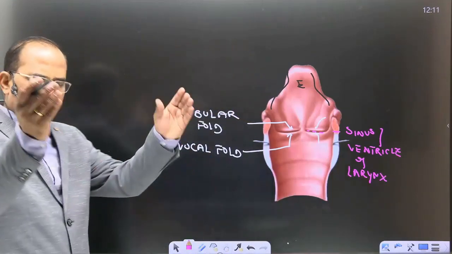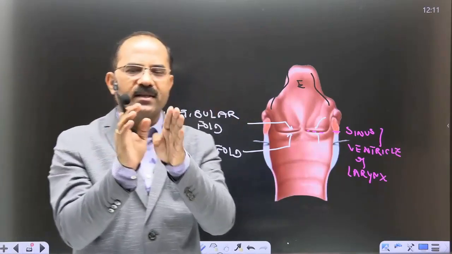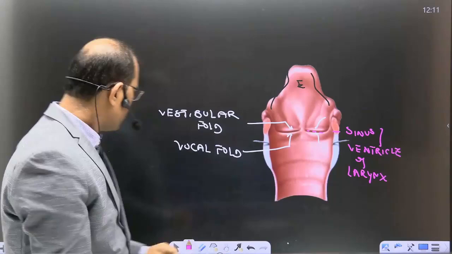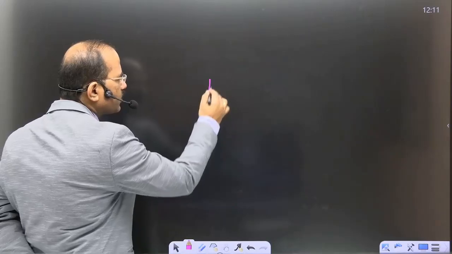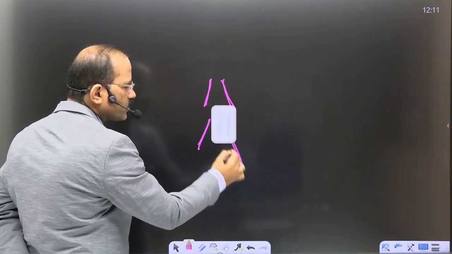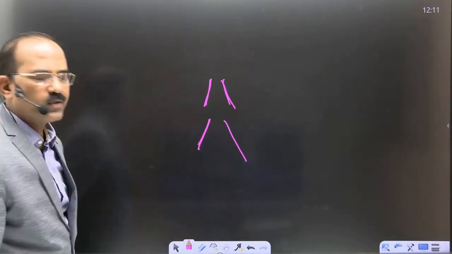Clear? Now, suppose we close the larynx. These are the two vestibular folds, these are the two vocal folds. Okay, look, I'll make a slide for you. Now we close the larynx. These are the two vestibular folds above. These are the two vocal folds below.